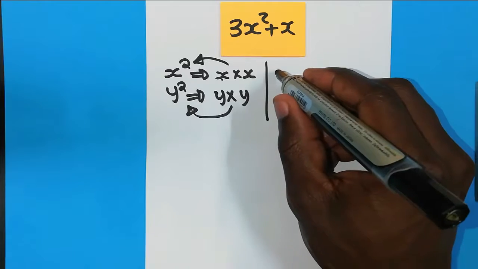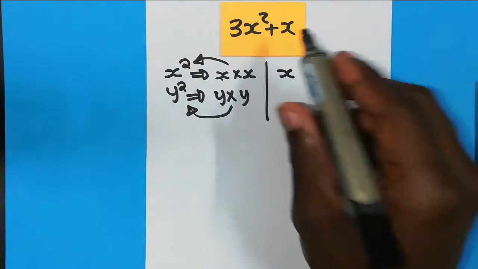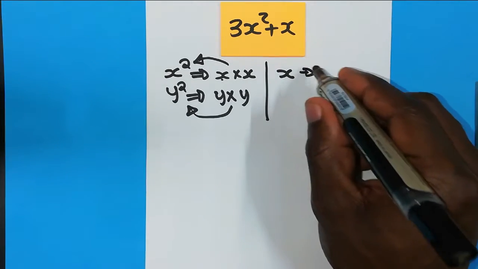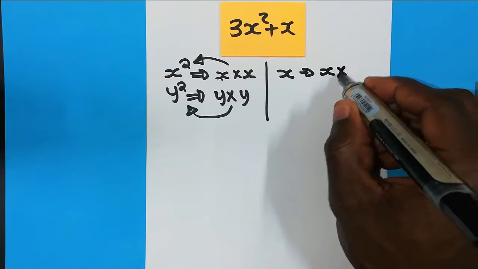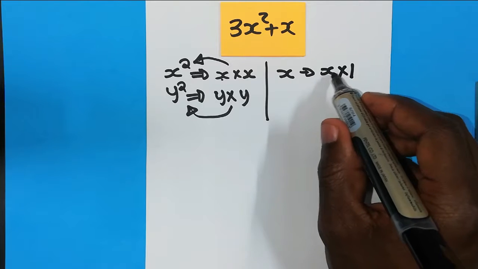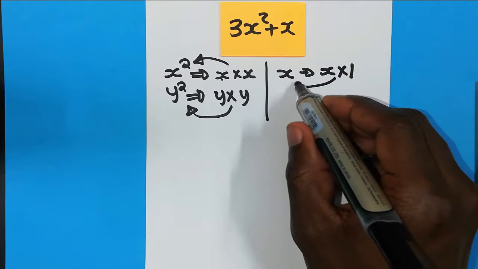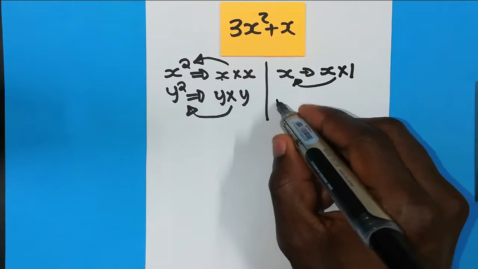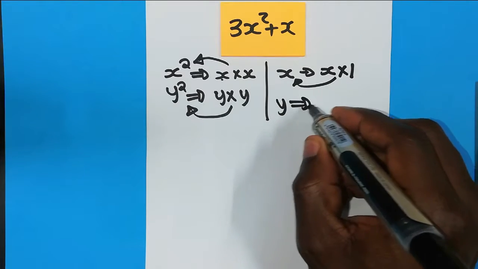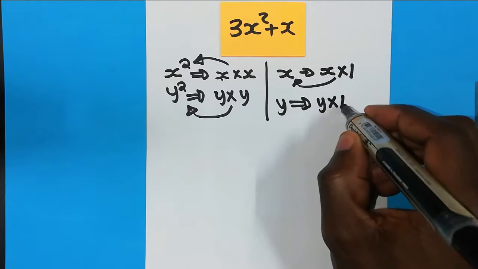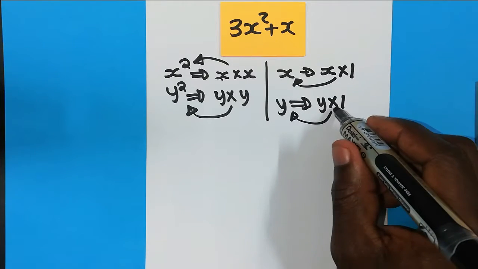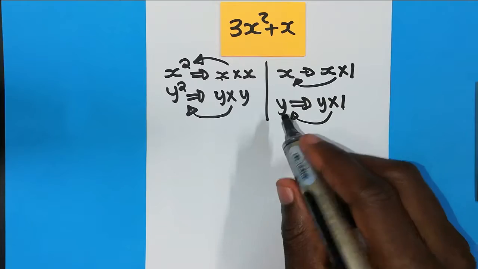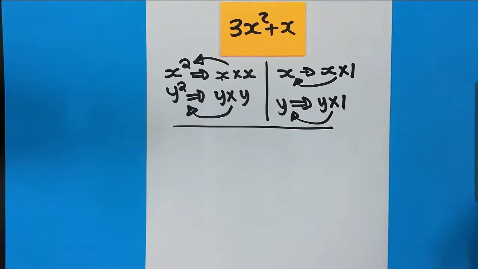Now, what happens if you have just a variable x? This is how you're going to represent it: x multiplied by 1, because x multiplied by 1 will always give you x. What about y? You're just going to multiply it by 1, because y multiplied by 1 is y. Good. Now, let's solve the problem that we have.